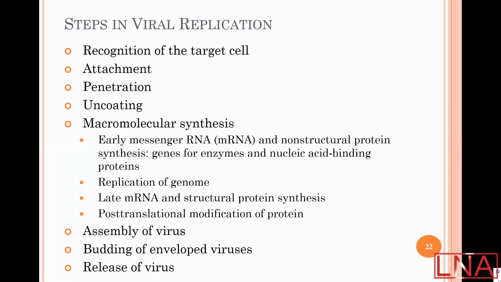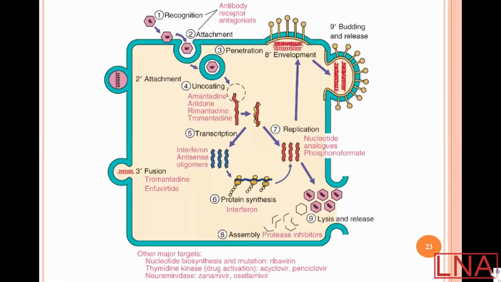So let's talk about how it could happen. On the picture you can observe major steps, but please understand, I will show you. So the first step, recognition, and second, attachment happen for all kinds of viruses, but attachment could be different. For naked viruses, attachment just happens, and the attachment and penetration look like phagocytosis.